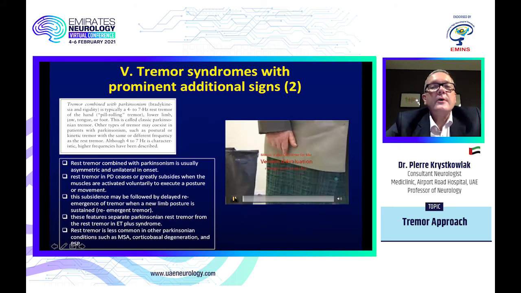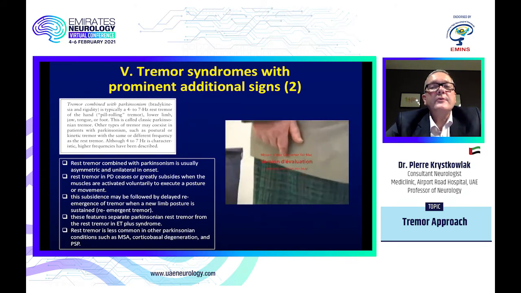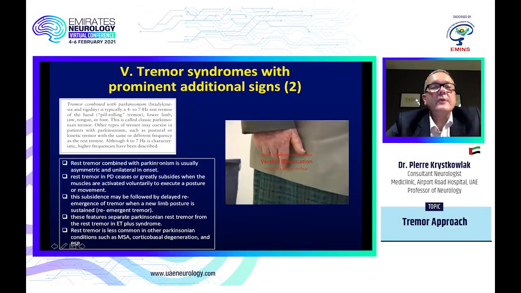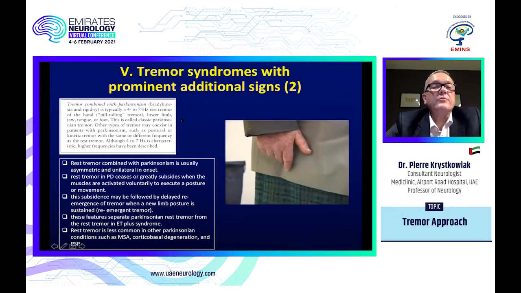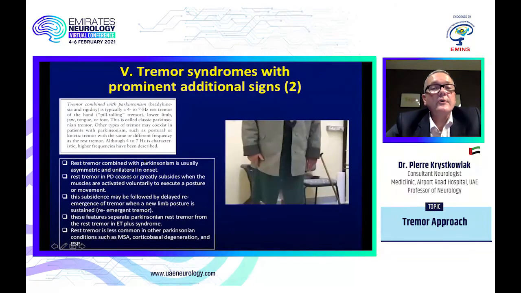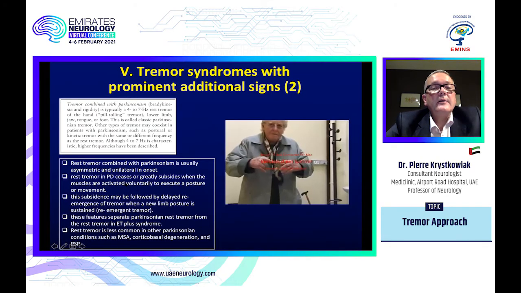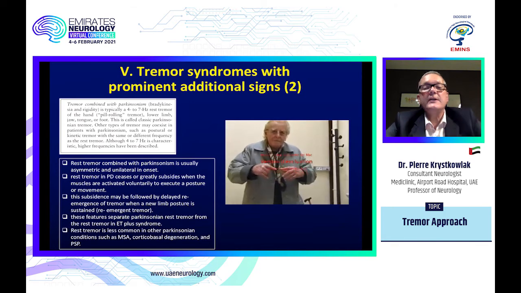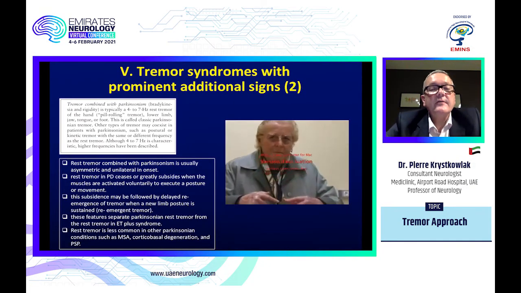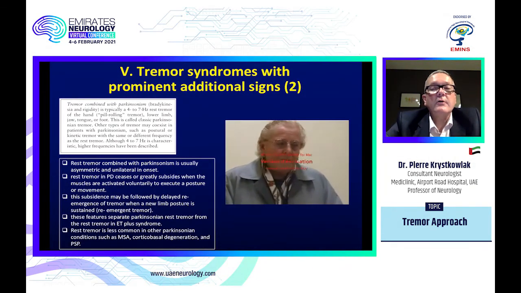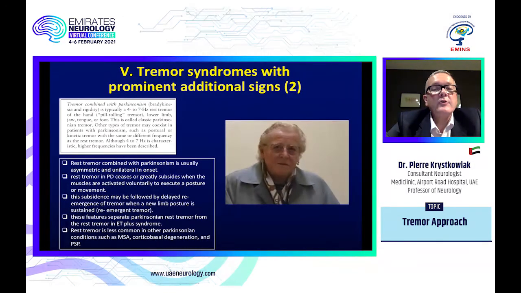Now you also have another tremor syndrome with prominent additional signs, which is tremor combined with Parkinsonism. The additional signs are bradykinesia and rigidity, but also gait disorder. It's usually asymmetric and unilateral in onset, as you know, for this rest tremor. Rest tremor in PD is greatly subsided when the muscles are activated voluntarily to execute a posture or movement. This phenomenon may be followed by delayed re-emergence of tremor when a new limb posture is sustained. This is called re-emergent tremor.